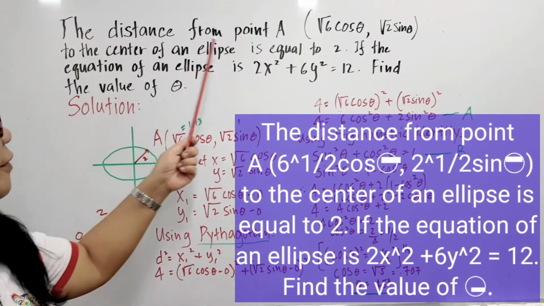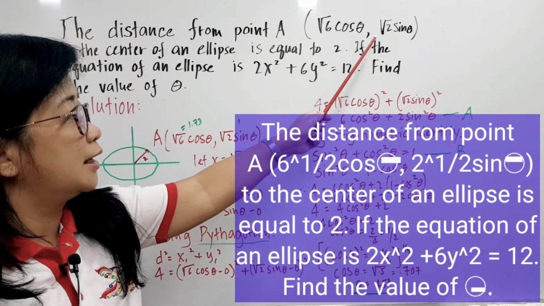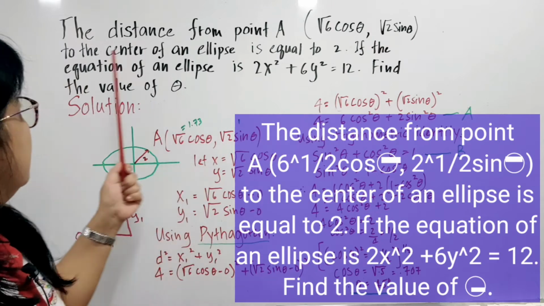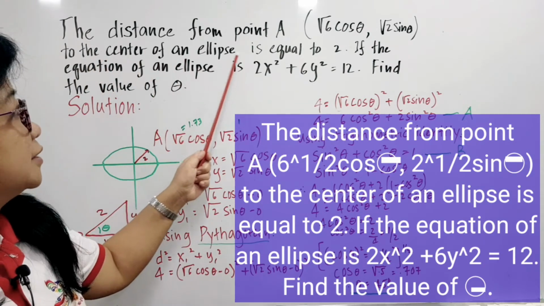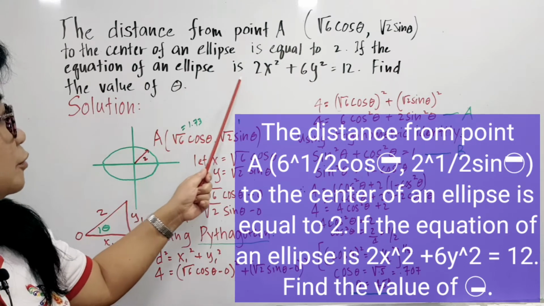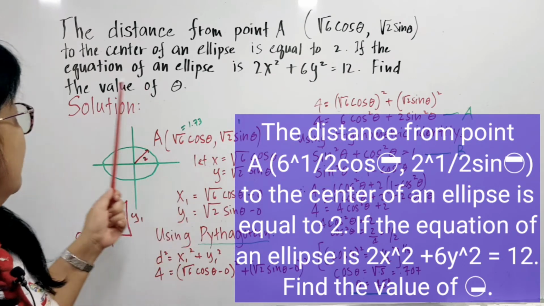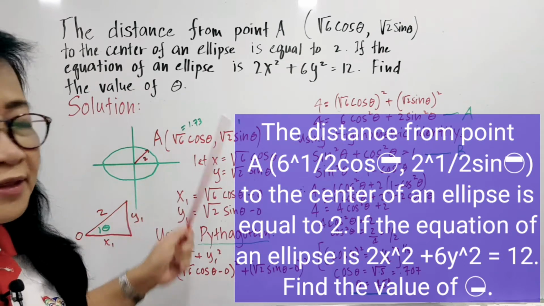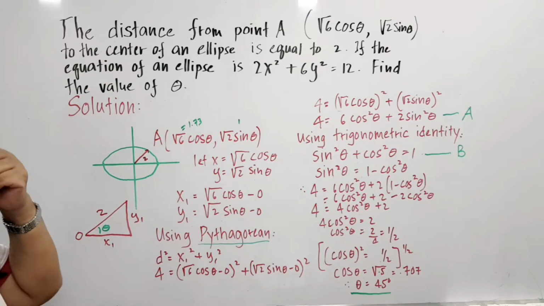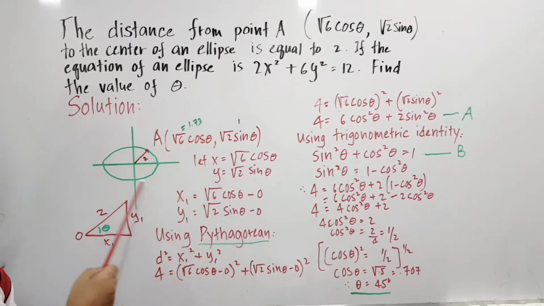The distance from point A, square root of 6 cosine theta, and square root of 2 sine theta, to the center of an ellipse is equal to 2. If the equation of an ellipse is 2x squared plus 6y squared is equal to 12, find the value of theta. Now, here it is an ellipse.